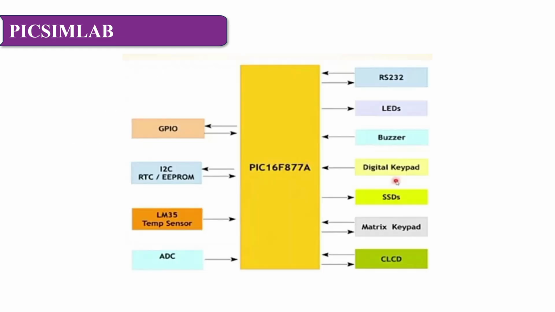First of all, we are going to see what is under PICSimLab. In PICSimLab, there is one controller, PIC16F877A. There are many controllers, but we are using this PIC16F877A, which is interfaced with RS232, LEDs, buzzer, digital keypad, SSDs, matrix keypad, CLCD, analog to digital converter, LM35 temperature sensor, I2C, RTC, EEPROM memory, GPIO pins, and many more things. Basically, we are using the buzzer, ADC, temperature sensor, matrix keypad, CLCD, and fan.